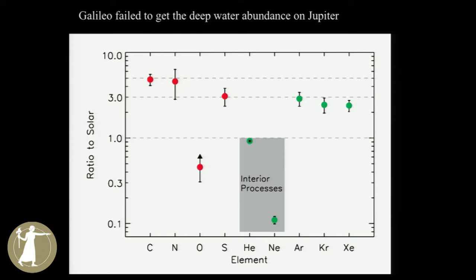For our own solar system, determining the carbon to oxygen ratio in Jupiter has been a very frustrating and still unsolved problem. The Galileo probe entered the atmosphere of Jupiter in the mid-90s. It measured elemental abundances with a mass spectrometer. You can see here the carbon abundance in ratio to solar is about 5 times solar, as are most of the other elements shown here, except for oxygen.